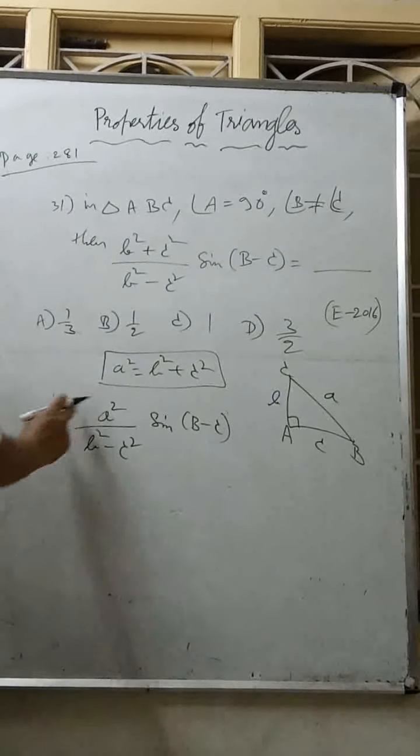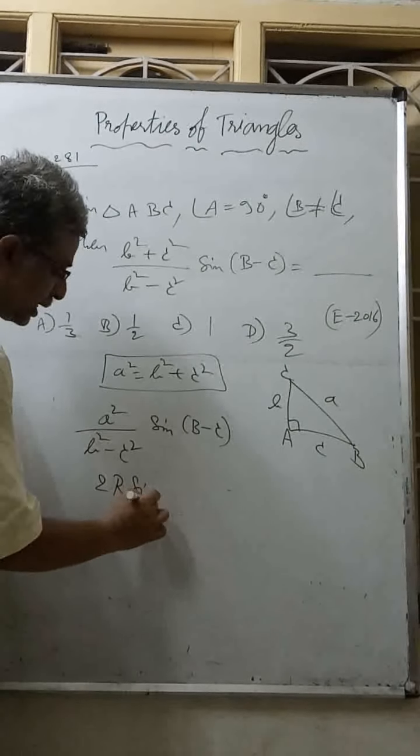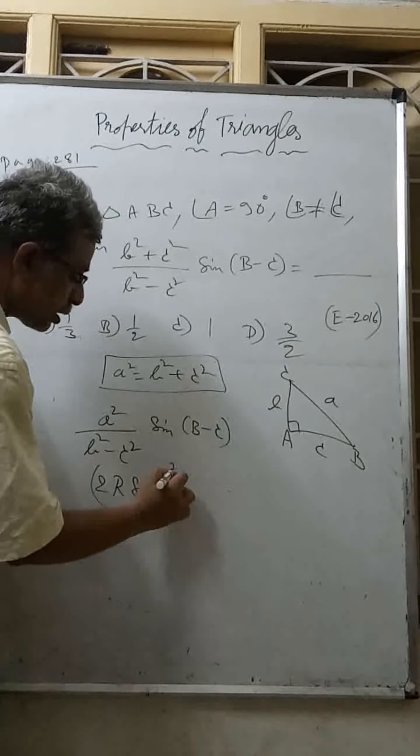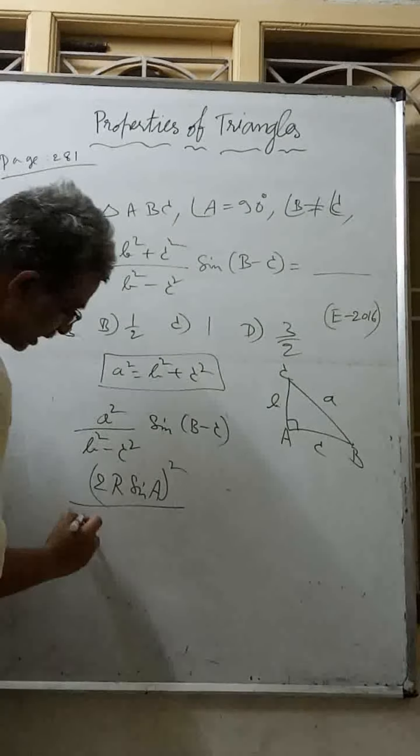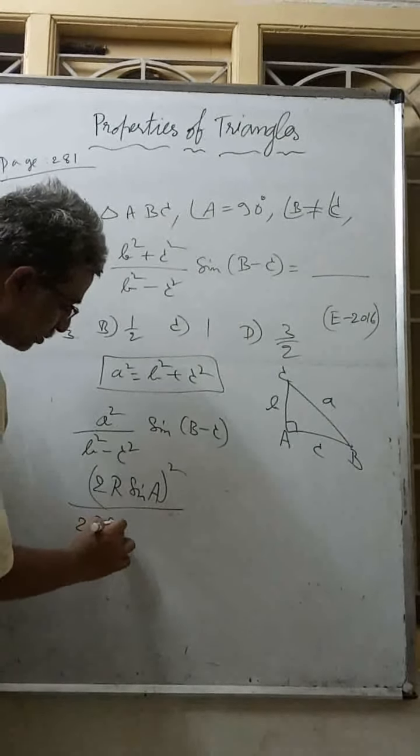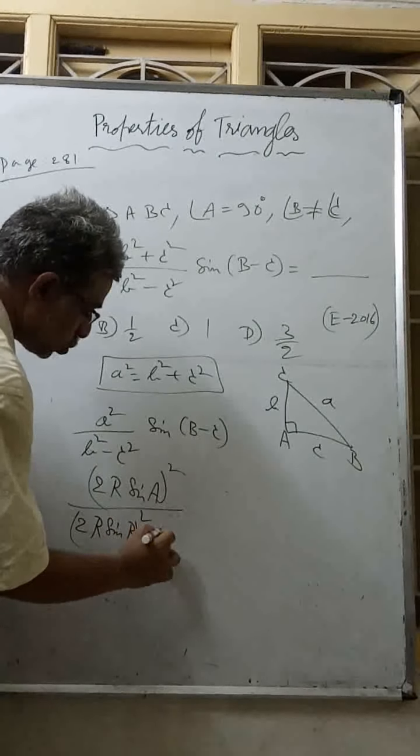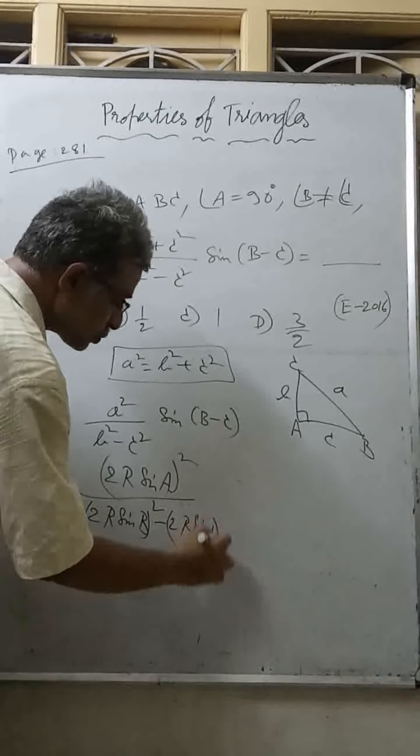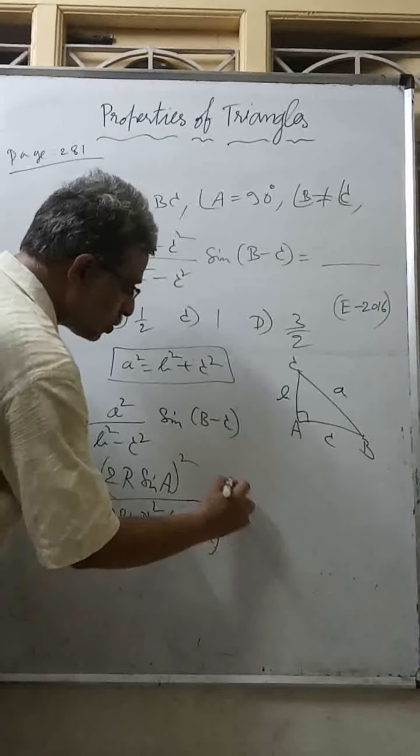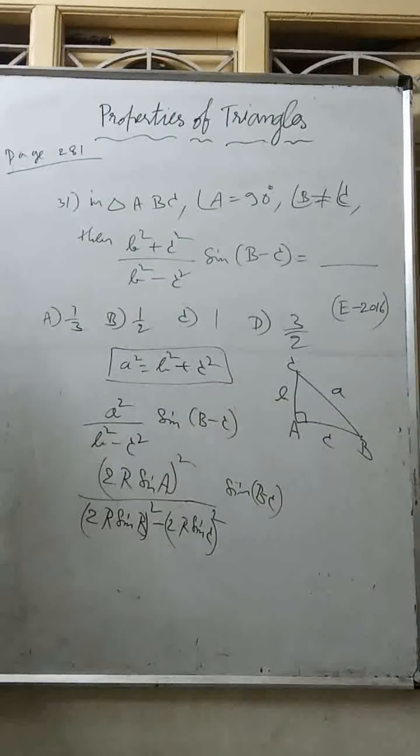Now this A is 2r sin A, I can write. So I will write that only. 2r sin A whole square by, B is 2r sin B, so I will write 2r sin B whole square minus 2r sin C whole square into sin of B minus C as this.